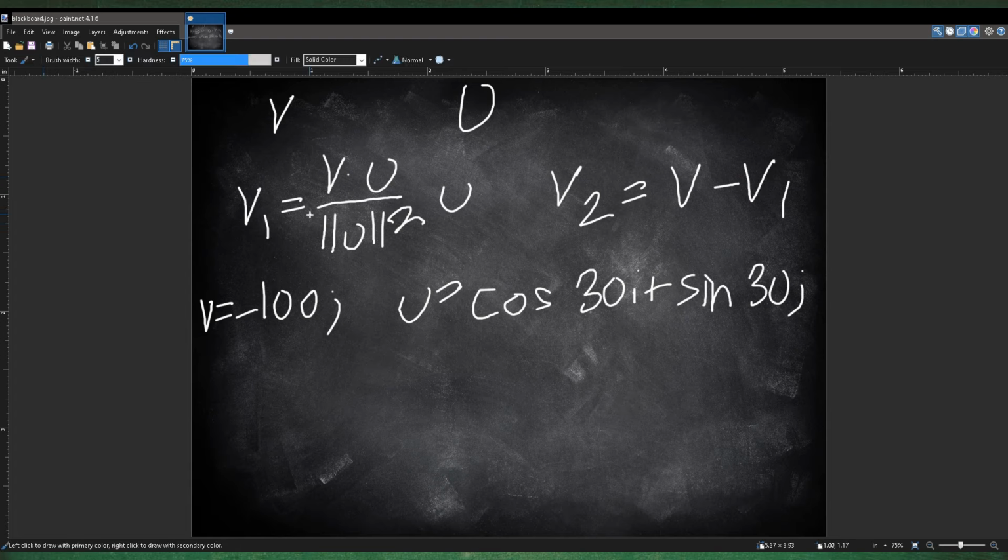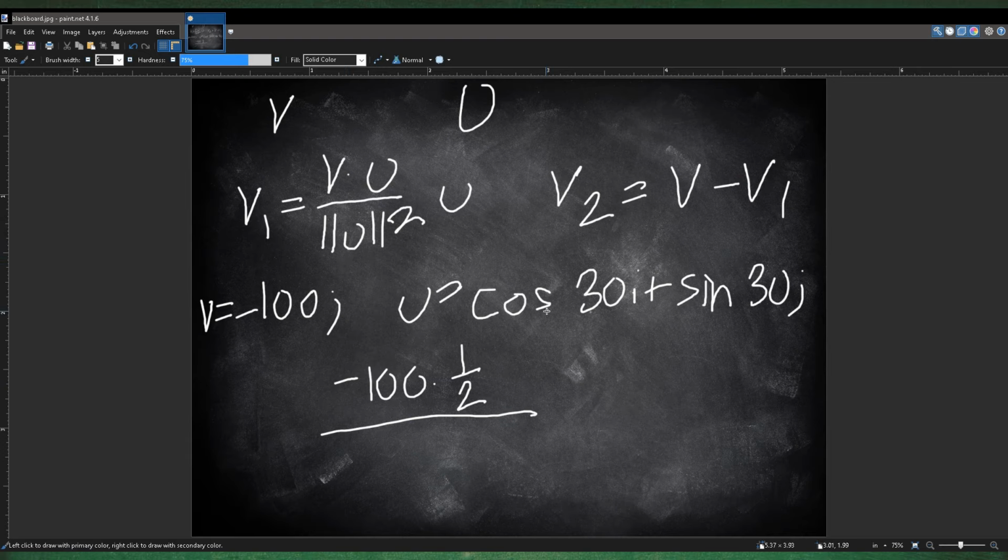So basically, now we just find the dot product, v times u. There's no i, so 0i minus 100j. So 0 times cosine 30 is 0, and negative 100 times the j component, sine of 30, which is 1/2. So the dot product is negative 100 times 1/2. And now you have the magnitude of u.